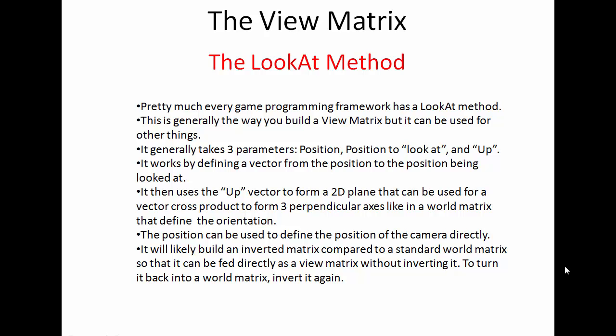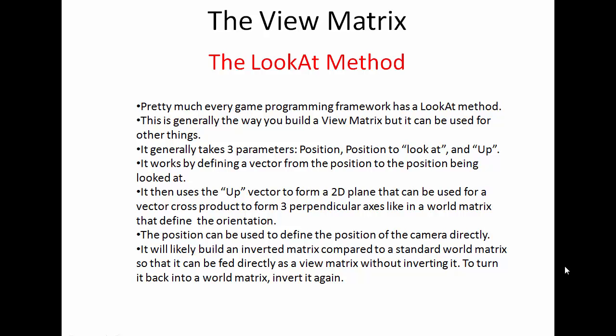The look-at method. Pretty much every game programming framework has a look-at method. This is generally the way you build a view matrix, but it can be used for other things. It generally takes 3 parameters: position, position to look at, and up. It works by defining a vector from the position to the position being looked at. It then uses the up vector to form a 2D plane that can be used for a vector cross product to form 3 perpendicular axes, like in a world matrix, that define the orientation.